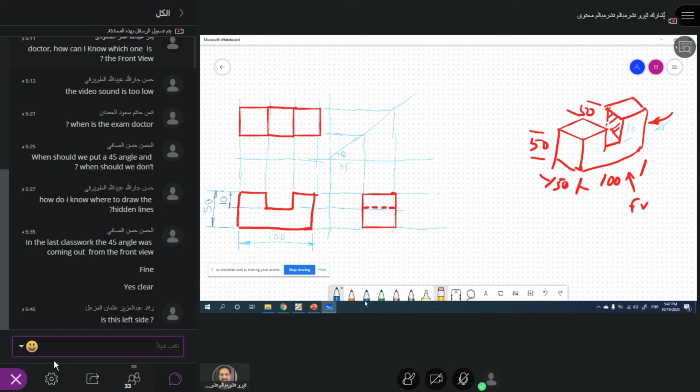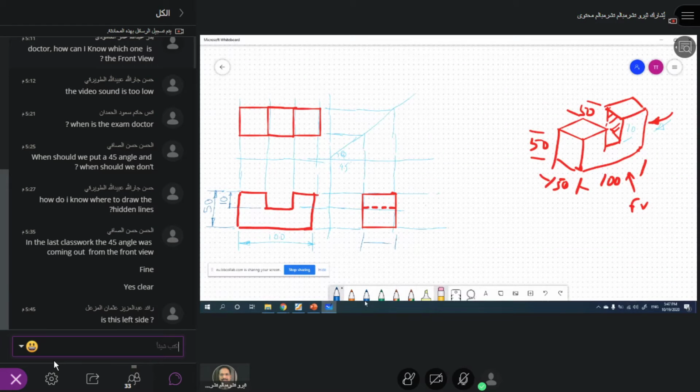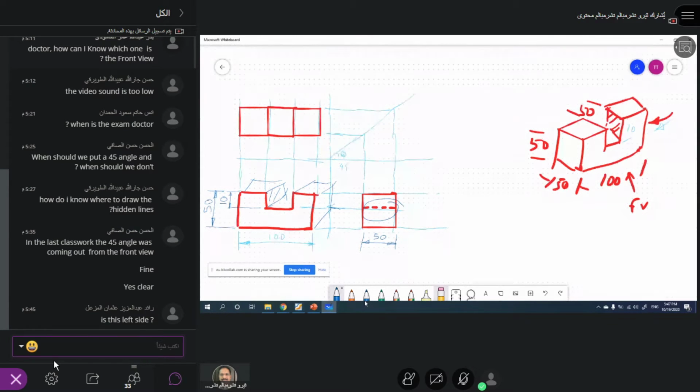So why these hidden lines? This hidden line is to show that when I see from this side, I cannot see this. It is hidden. All right. So this is the hidden one, which I cannot see. When I see it from here, this surface I cannot see. That's why I show it here as a hidden line. Is that okay? Any questions?